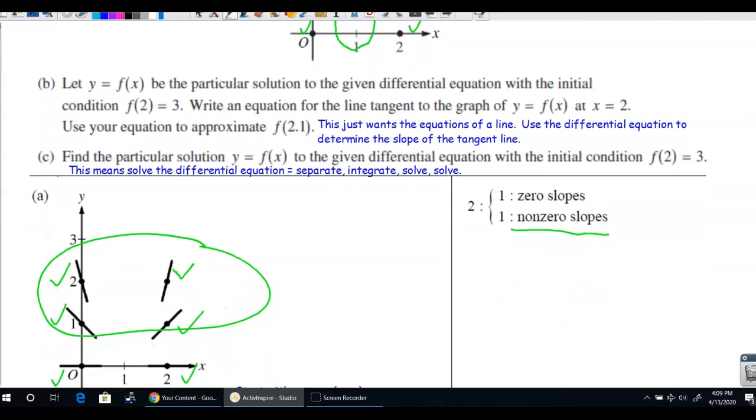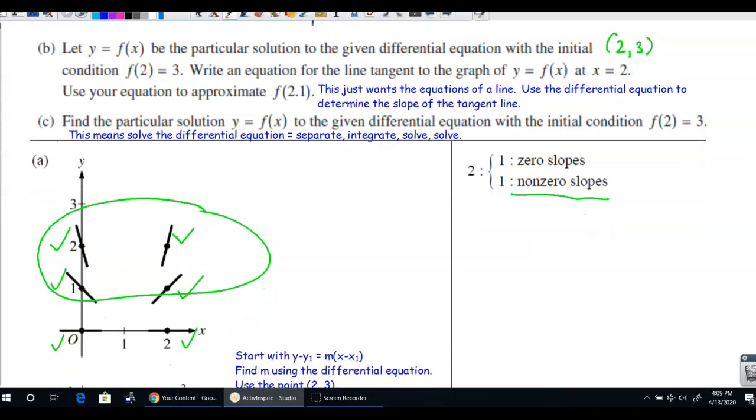In part B, f of x is the particular solution. Now, they're not telling us to find it right now. They're just saying f of x is the particular solution with an initial condition of (2, 3). So we have that initial condition of (2, 3). Write the equation of the line tangent to the graph of f of x at x equal to 2. Very, very easy problem. Can't lose any points here.